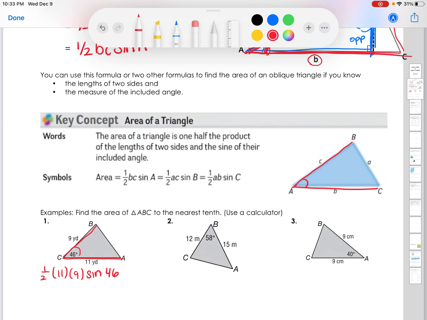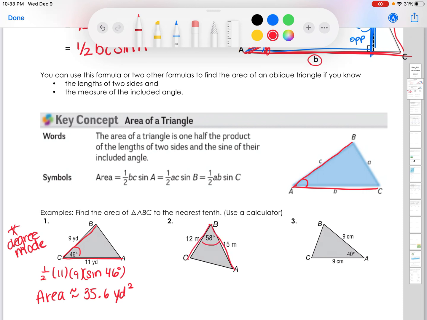And you cannot do this without a calculator. So sine of 46, just make sure you are in degree mode in your calculator. Whether you're using a scientific or a graphing calculator, you need to make sure your mode is in degrees, otherwise you are not going to get the right answer. Radian would give you something very different. So when we plug this in, we're going to get that our area is 35.6 yards squared.